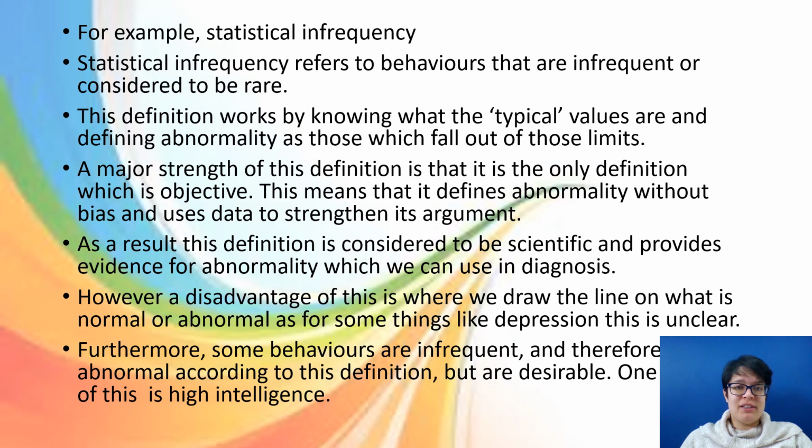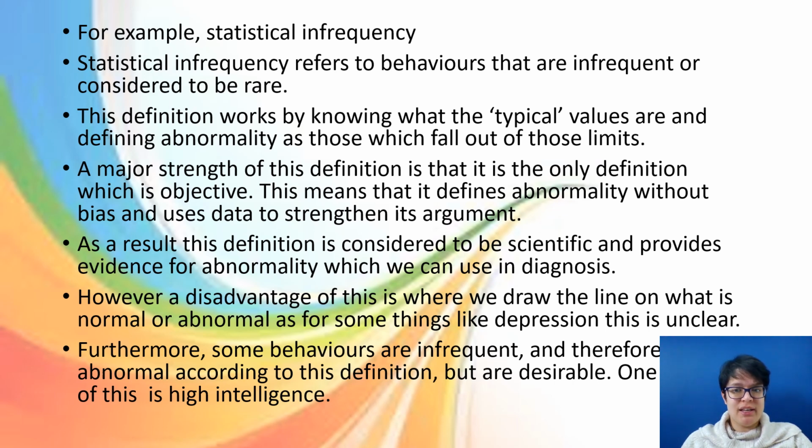This means that it defines abnormality without bias and uses data to strengthen its argument. The other way of expanding that point could be it is objective, unlike deviation from social norms, unlike deviation from ideal mental health, whichever way you want to go for it. I chose to just expand and explain why it was objective. As a result, this definition is considered to be scientific and provides evidence for abnormality which we can use in diagnosis.